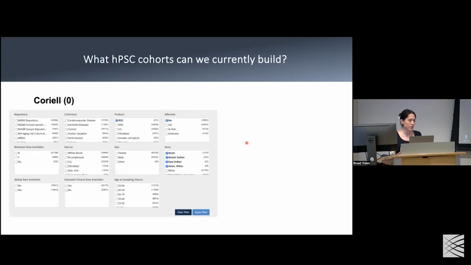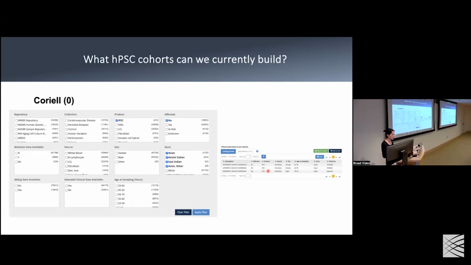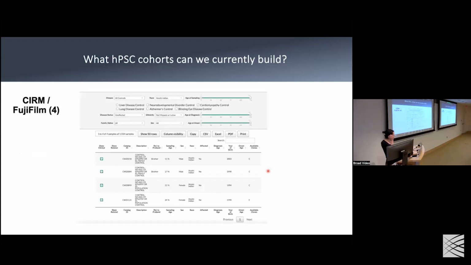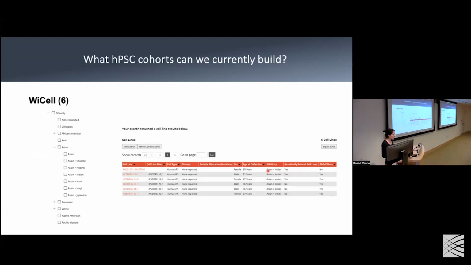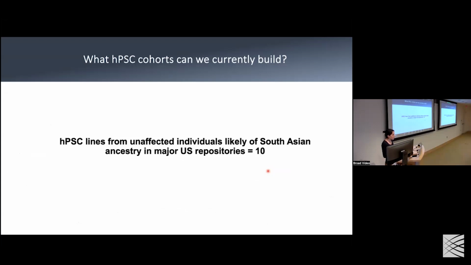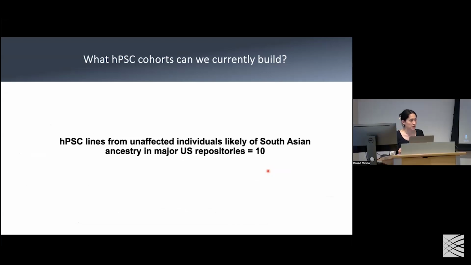So we went to the major repositories, first Coriell. So we wanted to look for stem cell lines. We don't want them to be disease affected. And we picked all the categories that we thought could potentially represent that ancestry. And that gave us 3 lines and none appeared to be the correct ancestry. We then went to SERM collection where we identified 4 lines and Y cell where we identified 6. So from all of the major US repositories, which contain thousands of lines, we were only able to identify 10 individuals that were likely to be of South Asian ancestry to build out our cohort.